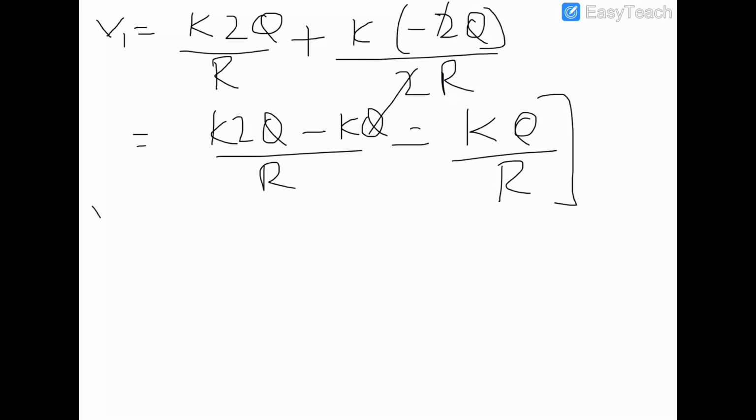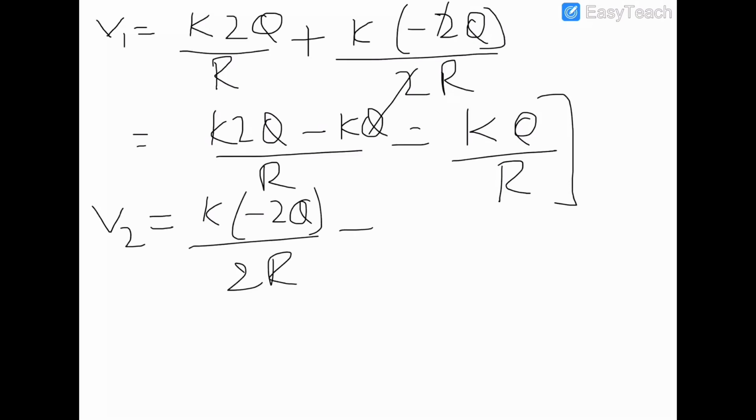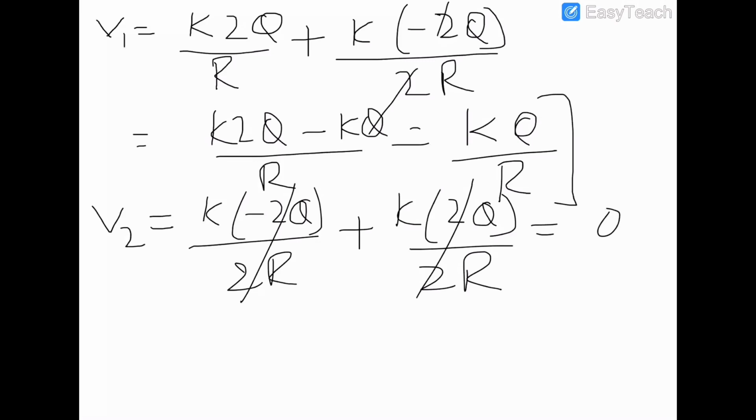Now we will be calculating the potential on the outer sphere. This will be equal to the potential due to that sphere itself plus the potential due to the inner sphere. Now the inner sphere carries double charge, divided by 2r. Now this entire value will get cancelled. The potential on the outer sphere is equal to 0.